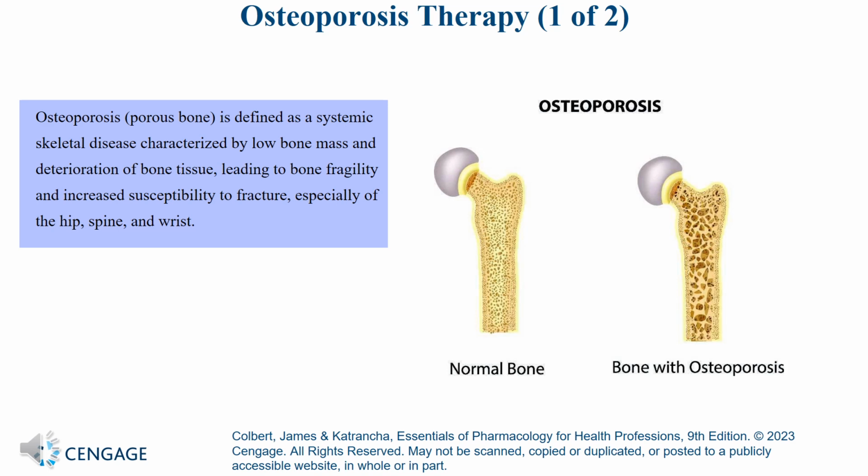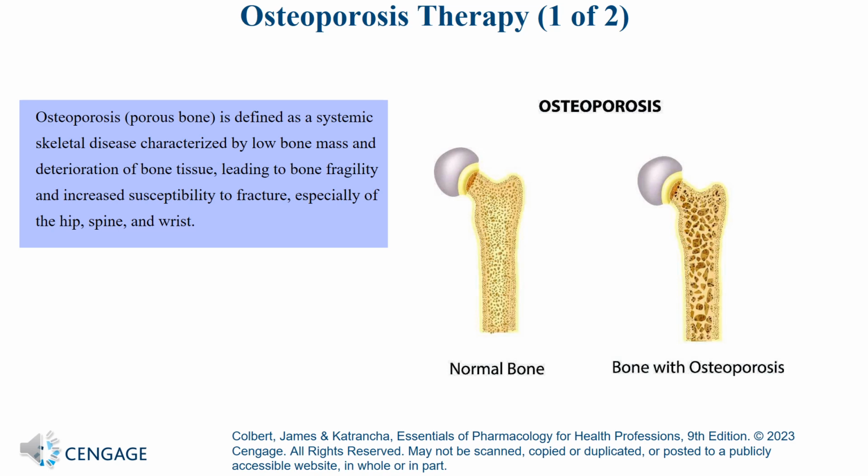Osteoporosis therapy. Osteoporosis, meaning porous bone, is defined as a systemic skeletal disease characterized by low bone mass and deterioration of bone tissue, leading to bone fragility and increased susceptibility to fracture, especially of the hip, spine, and wrist. What you're looking at on the screen, on your left-hand side, you see a normal bone. On your right-hand side, you see a bone that has osteoporosis.